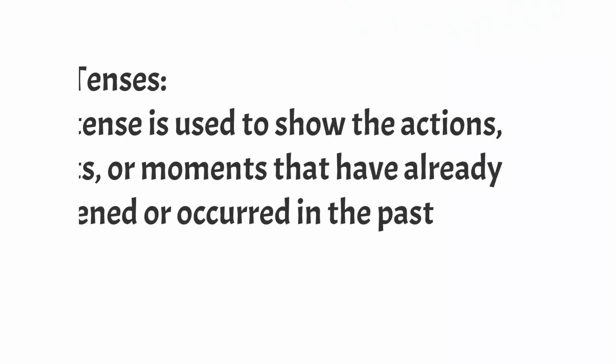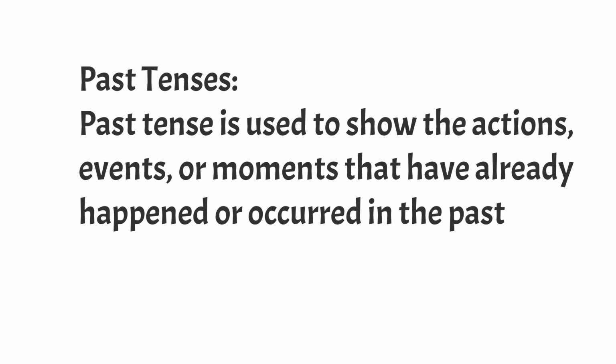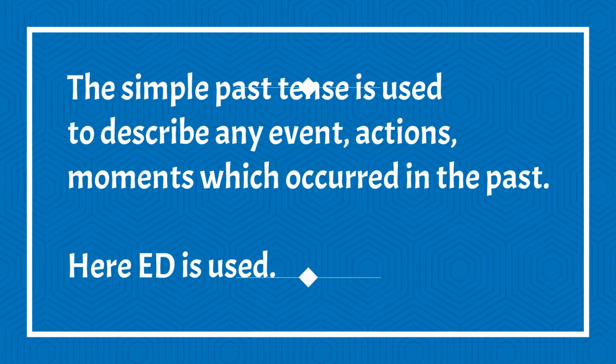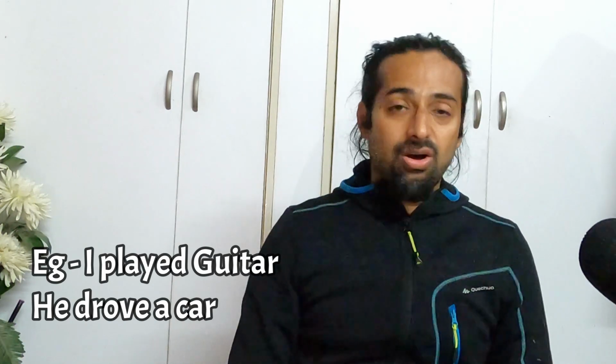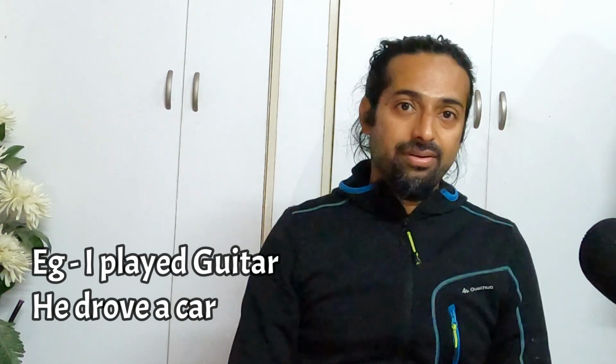Now let's move on to the past tense. Past tense is used to show the action, events or moments that have already happened or occurred in the past, which is already done. The first one is past simple tense. The simple past tense is used to describe any event, action, moments which occurred in the past. Here, ed form of the verb is required. Example, I played guitar, or he drove a car.